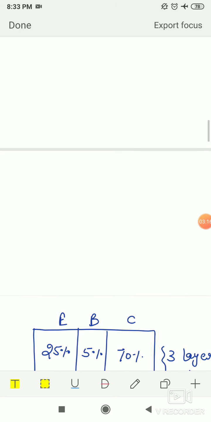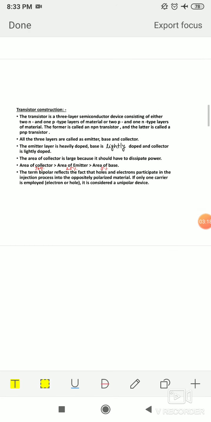These are the important points. The next point is that the BJT is bipolar. Bipolar means both holes and electrons participate in the conduction process. Unipolar means only one carrier takes part, as in diodes, where only electrons are involved, so it is a unipolar device. Bipolar means both electrons and holes participate.